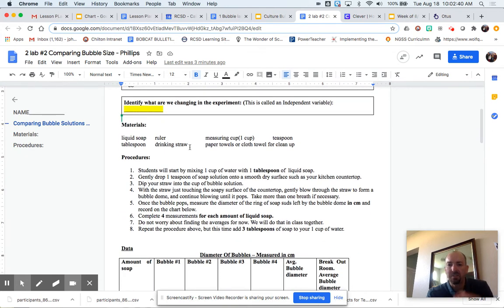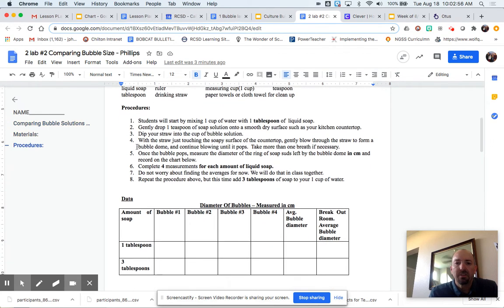Here are some things that you'll need. You'll need the liquid soap. You'll need a measuring device, a tablespoon, and a teaspoon, a ruler, a drinking straw, measuring cup, paper towels or cloth for cleanup. And you'll see how I did that in the video.